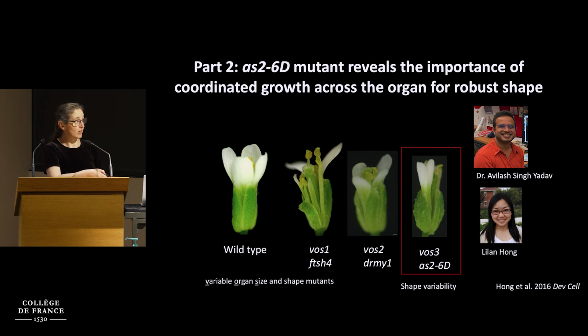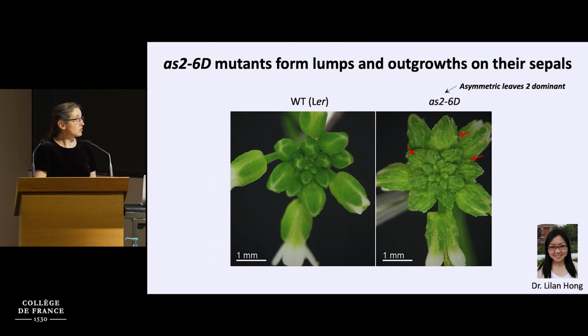And this is the work of my current postdoc, Dr. Avinash Singh Yadav. What's cool about this AS2-6D mutant is that the sepals are covered in all these lumps and ridges. So sepals are supposed to be very, very smooth organs. Their job is to enclose and protect that flower bud while it's developing and keep the reproductive organs safe, right? Like we do not want any insects or any environment in there. And you can see all of these lumps and folds and ridges on those sepals.